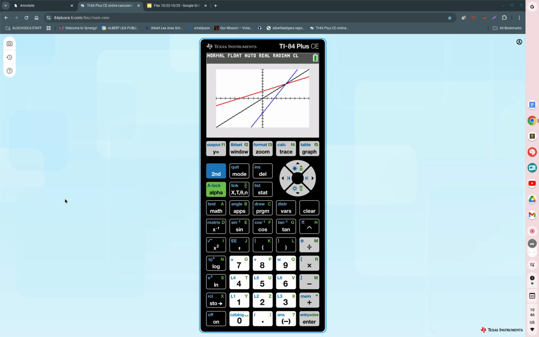It's not reflected over the x-axis. It's not reflected over the y-axis. It's reflected over this. So look at the blue one. It crosses through the y at -5. This one crosses through the x at -5. The blue crosses through the x at 2.5. The red crosses through the y at 2.5. Notice how they are perfectly reflected over, and that's a great way to check your answer.